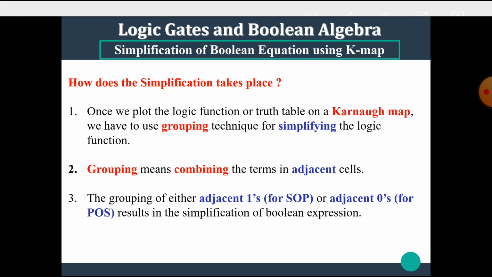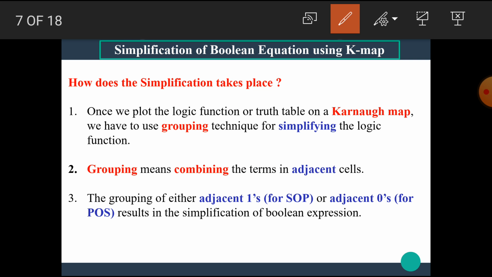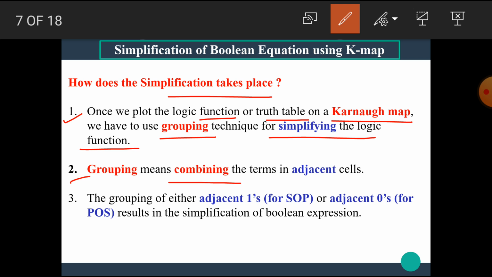Now let's see how the simplification takes place. The first thing is, once we plot the logic function or the truth table on a Kmap, we have to use grouping techniques for simplifying the logic function. The grouping means combining the terms in adjacent cells. The grouping of either adjacent ones for SOP or adjacent zeros for POS results in simplification of the Boolean expression.